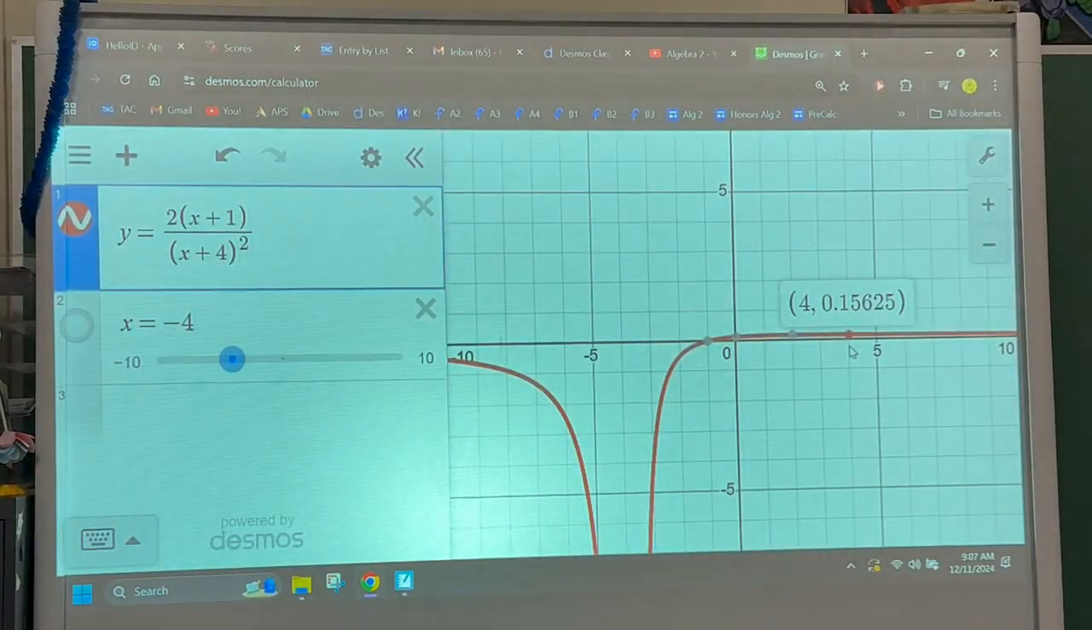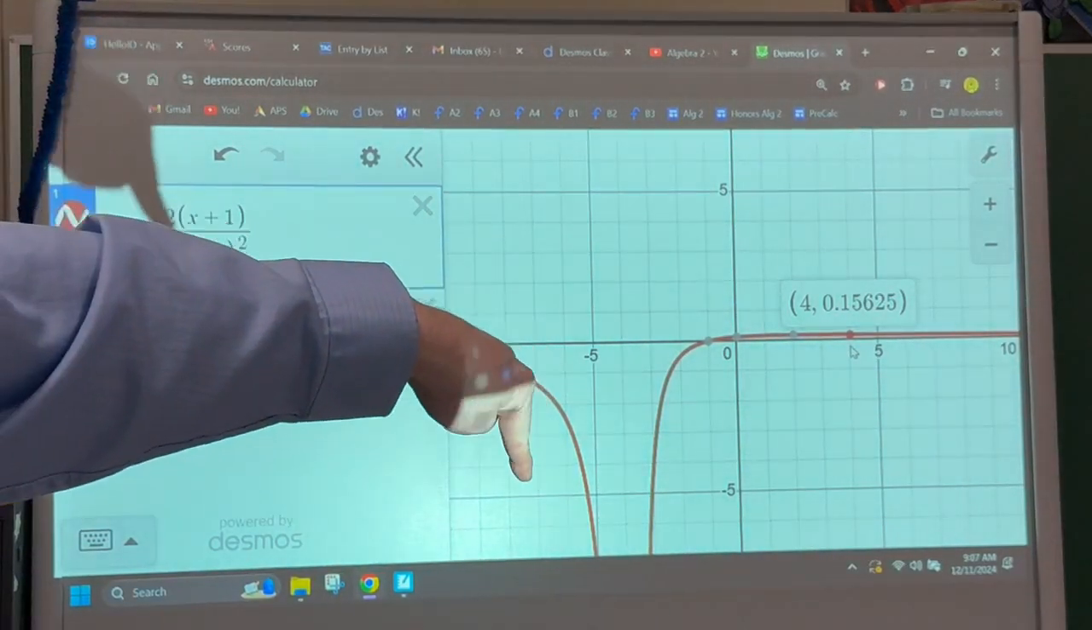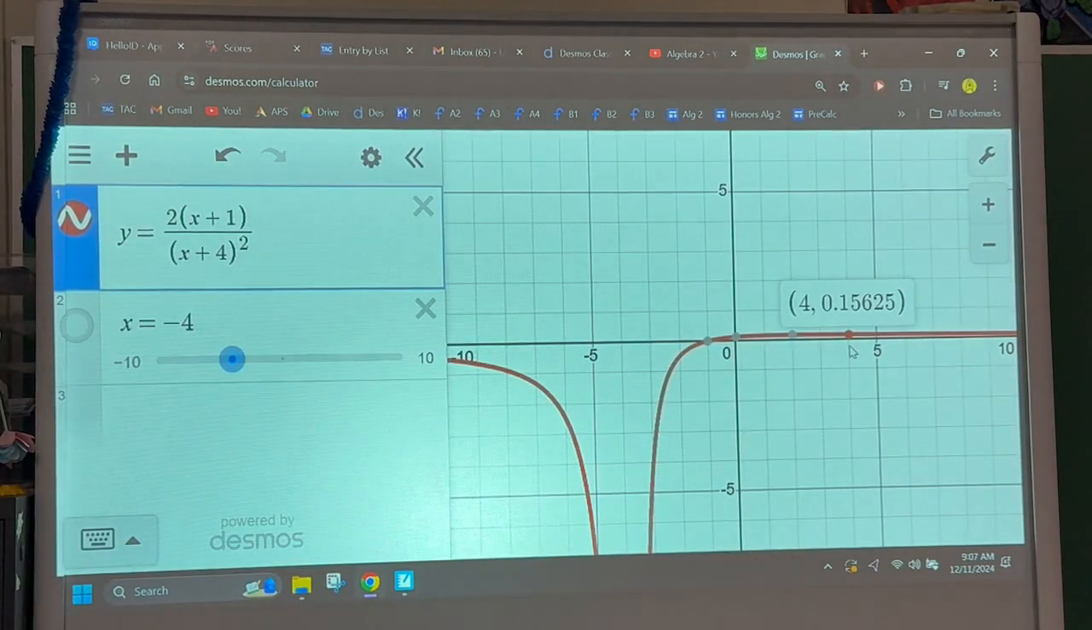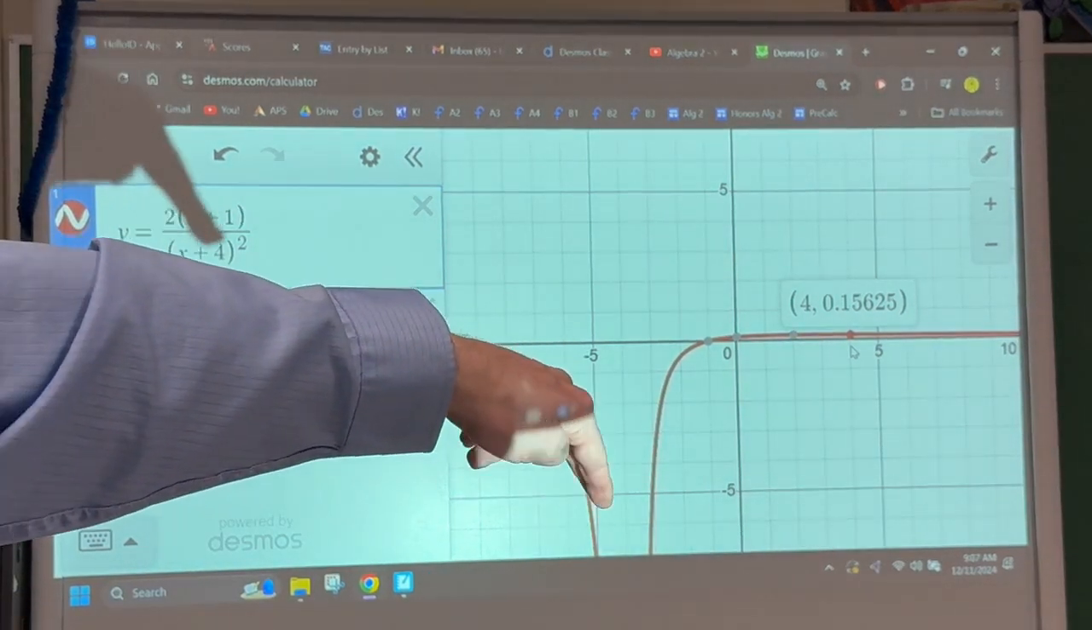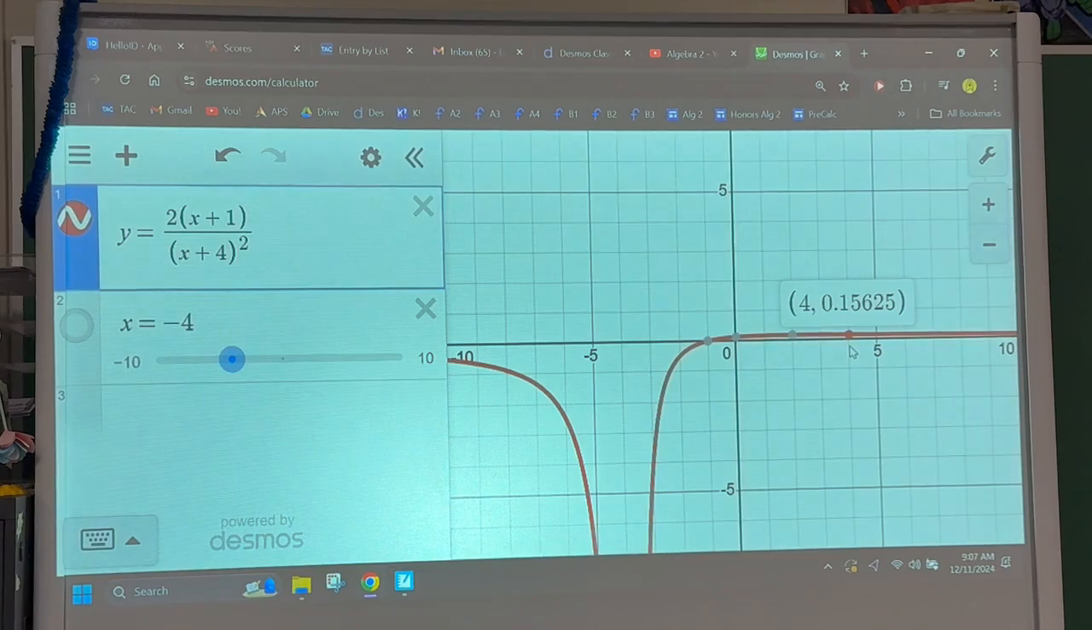But you'll see they have a y value. And where did they get it from? They took a 4 and put it here and here into our canceled equation. Because we've removed the hole, we can now plug that in. So they went 2 times 4 plus 1 over 4 plus 4 squared, and found out what the y value is to know where the hole goes.